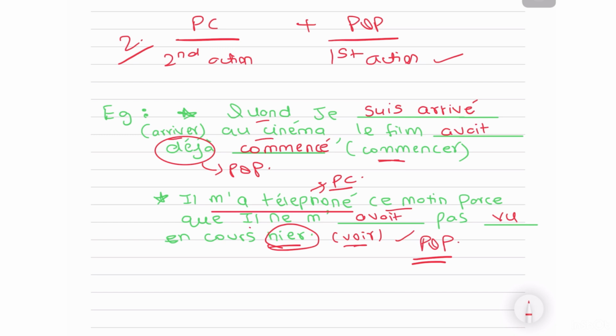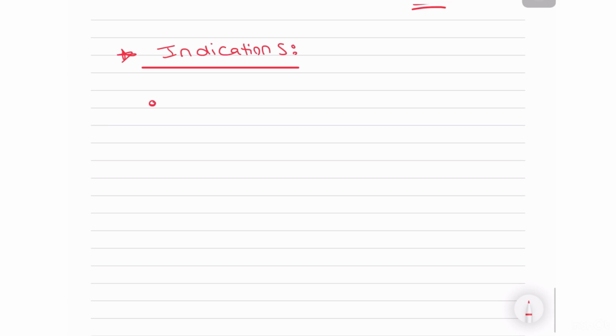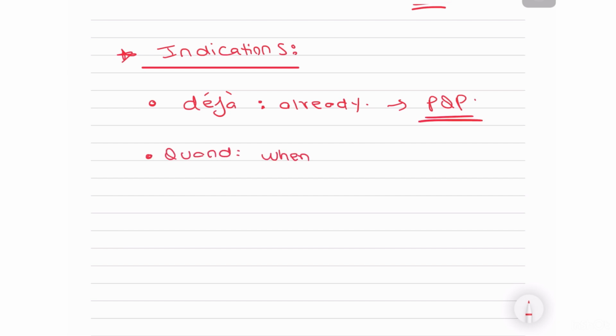And some hints will be given to you, right? Some indications that will tell you which action happened first. I'll write a few of the indications here for you. Make sure you pause the video and note them down. Okay? So we already saw one indication. Very strong one is déjà, as in already. And this goes between your helping verb and your past participle and tells you that the action is plus-que-parfait. Then we have quand, which means when. As in when this happened, that had already happened.